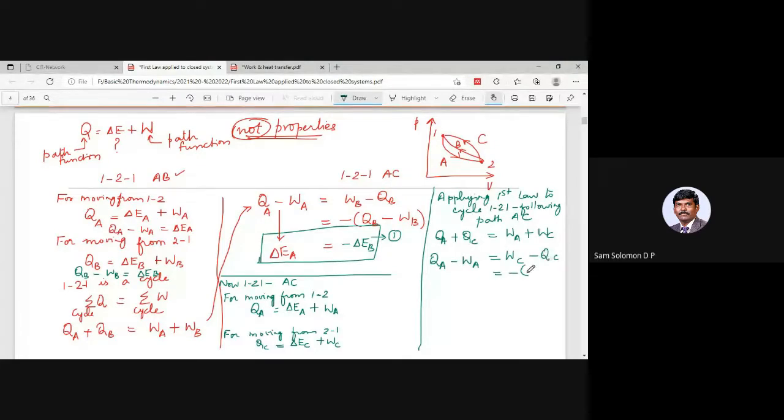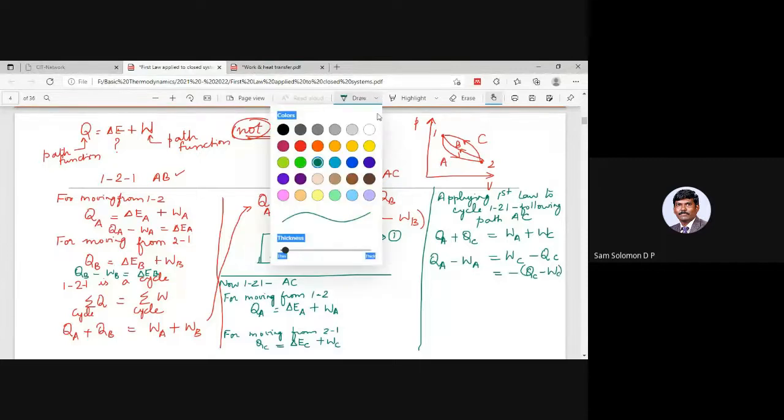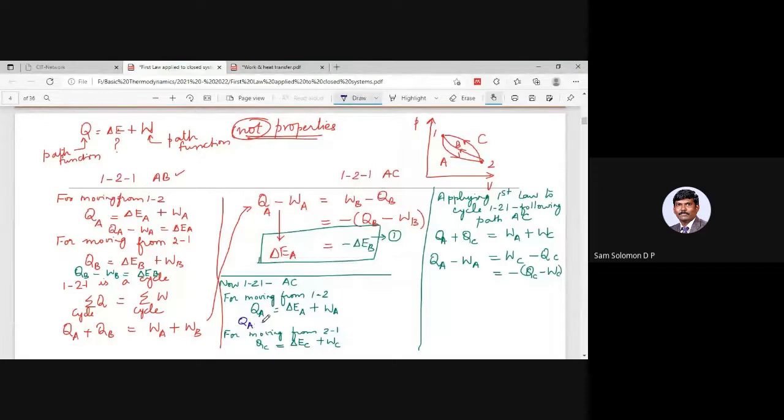WC minus QC, which is minus of QC minus WC. Just like we did in the previous case, we can say QA minus WA is delta EA, and QC minus WC is delta EC. So this is delta EA on the left hand side, and this is minus delta EC, which is on the right hand side. So now compare equations 1 and 2.